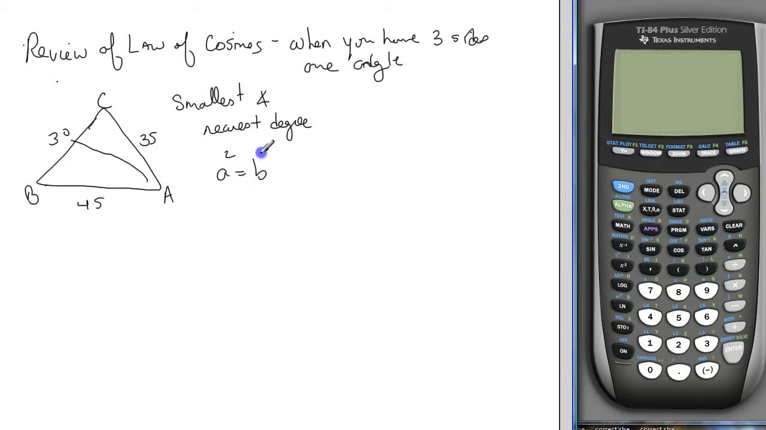So it's A squared equals B squared plus C squared minus 2BC cosine A. And remember, the front and the back must match up. If this is A, then this would be little a, little b, little c. So what you're going to do now is plug in all the values.